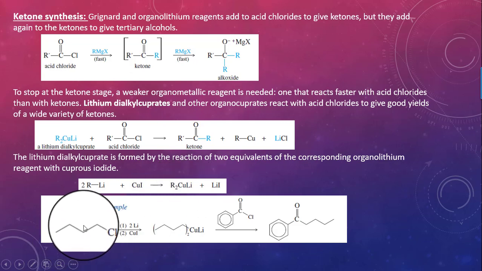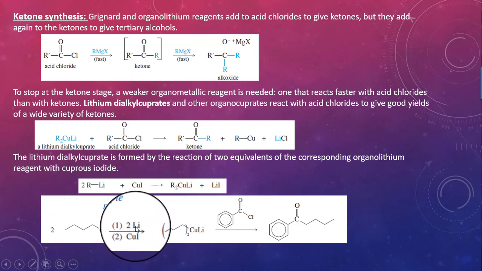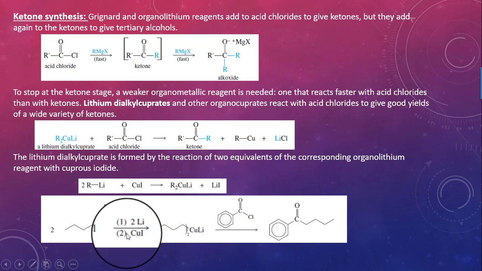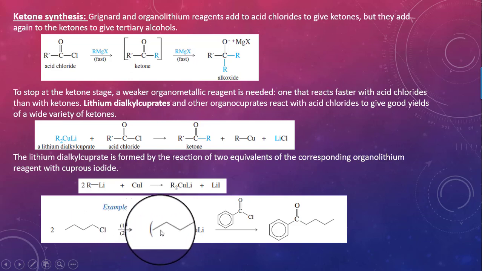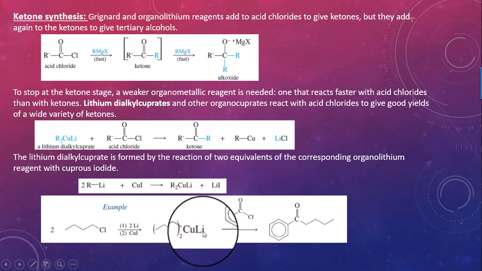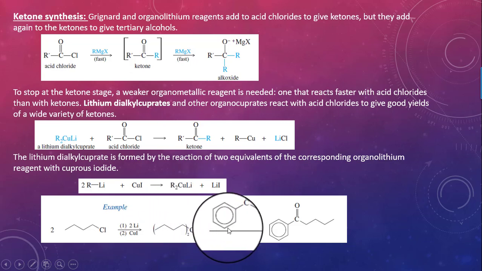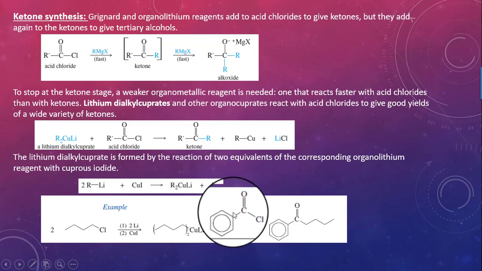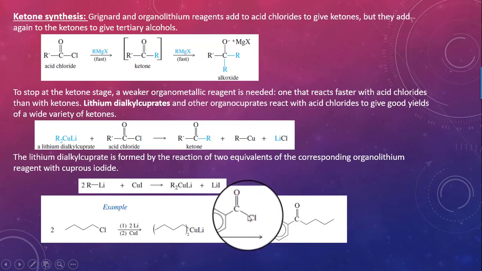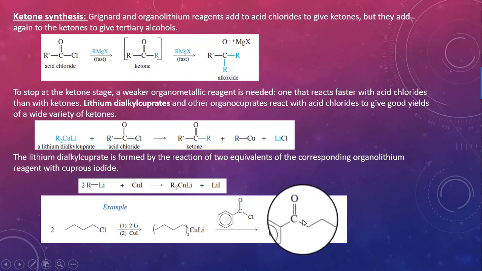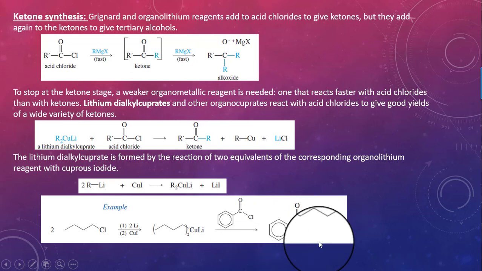So an example is shown in which butyl chloride on reaction with two equivalents of lithium and copper iodide leads to the formation of lithium dibutyl cuprate, and this on reaction with benzoyl chloride leads to the formation of butyl phenyl ketone.